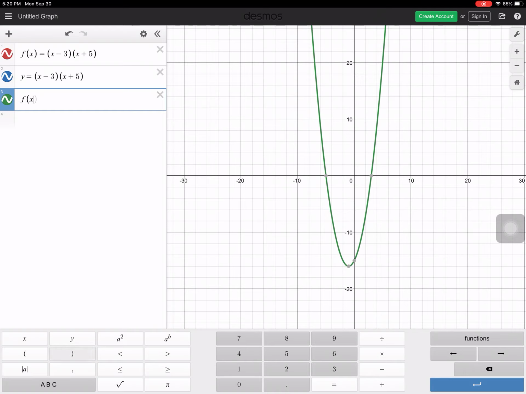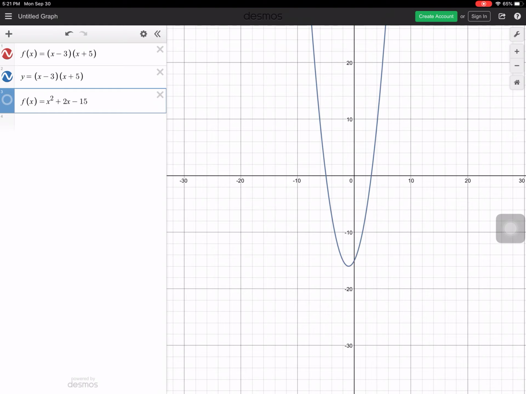F at x is equal to x squared plus 2x minus 15. All right, and if we turn off the green, it overlaps the blue. These are all the exact same. Perfect. That means we have the same quadratic, just in a different form. So right now we haven't used any different quadratics. We've worked with one in factored form and one in standard form.